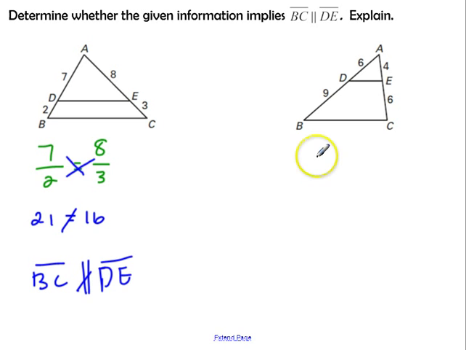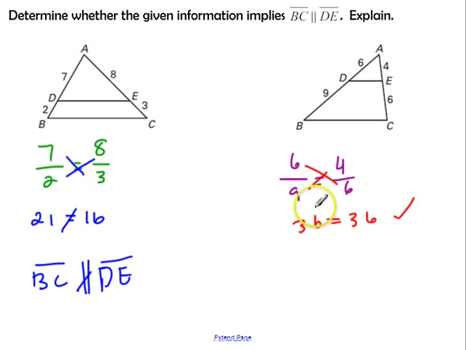So let's go ahead and check the second one. If we put 6 over 9, that corresponds to 4 over 6. And again, we'll cross multiply. 6 times 6 is 36. 9 times 4 is 36. And because this is true, that the sides are proportional, we can conclude that BC is parallel to DE.